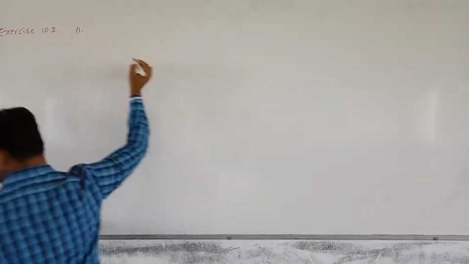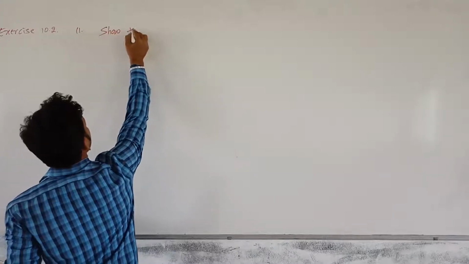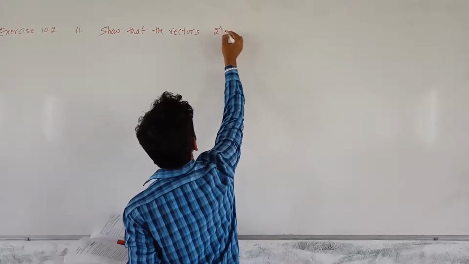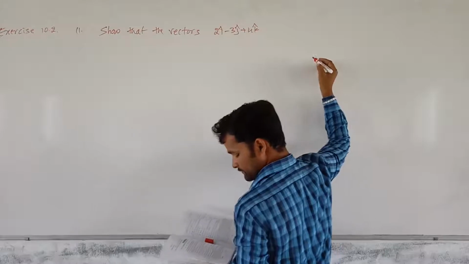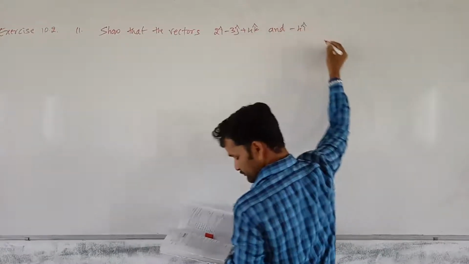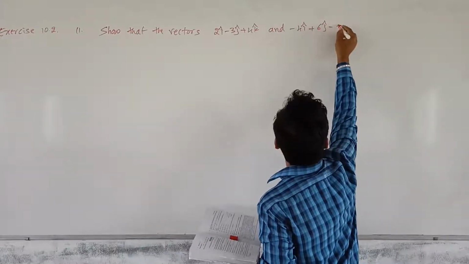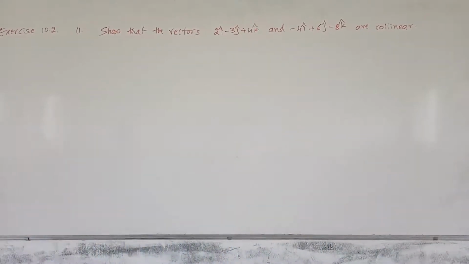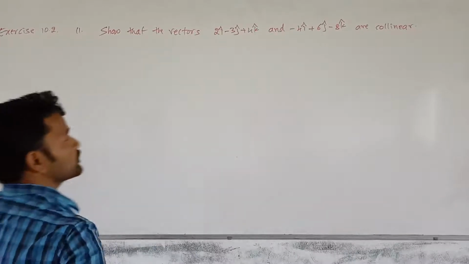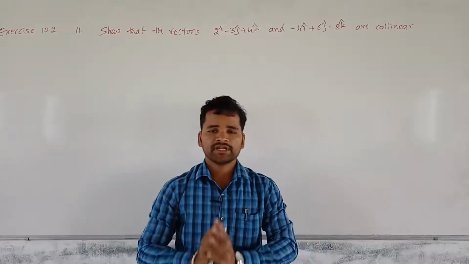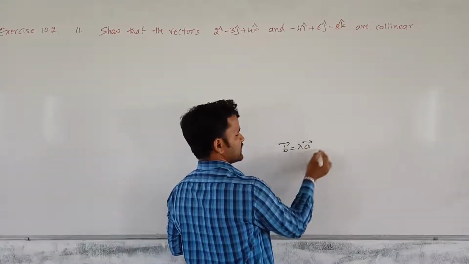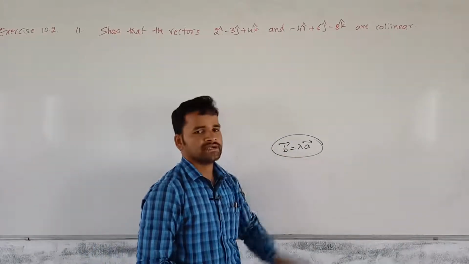Now, next question, question number 11. Show that the vectors 2i minus 3j plus 4k and minus 4i plus 6j minus 8k are collinear. To show whether given vectors are collinear or not, we have two ways. One way is one vector is equal to some lambda times another vector, that is vector B is equal to lambda times vector A. If it is possible to express like this, then A and B are collinear vectors.